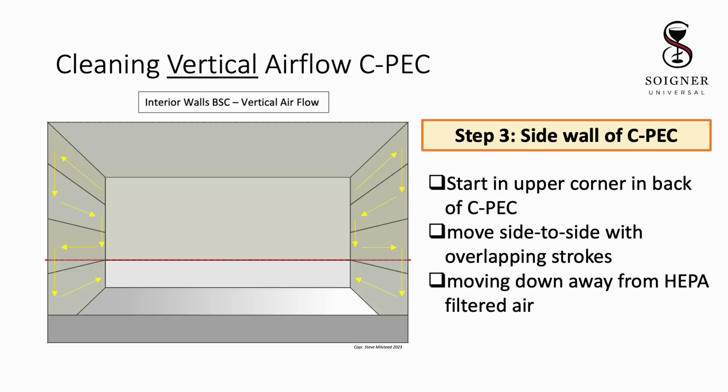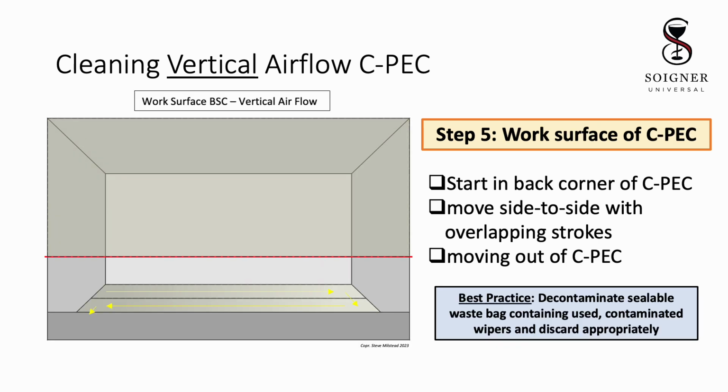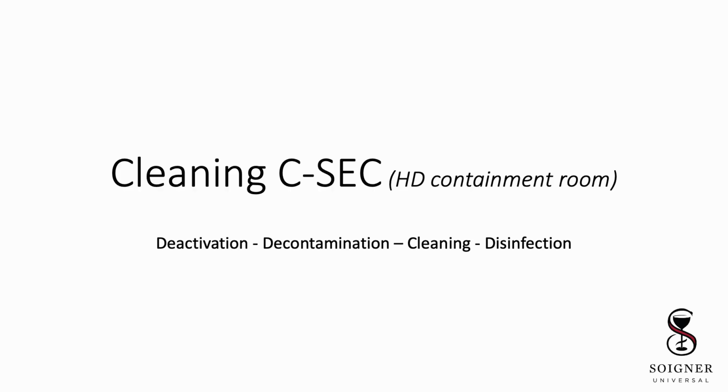Each sidewall will be done next using a new saturated wiper to each side. Start in the upper corner of a wall and move side to side using overlapping strokes and moving down to the work surface. The opposite wall will be done in the same fashion. Next, using a new saturated wiper, start in the inside upper corner of the sash and move side to side and move down with overlapping strokes. Finally, the work surface is cleaned by starting in the back corner and moving side to side and moving out using overlapping strokes.